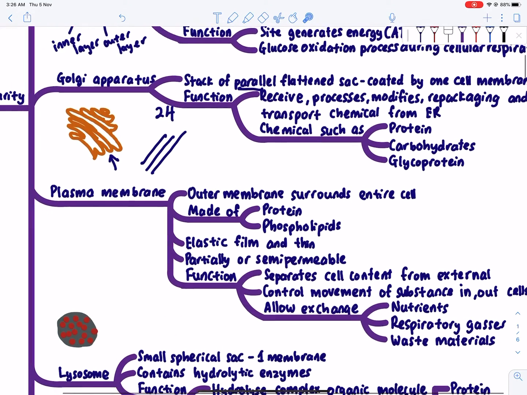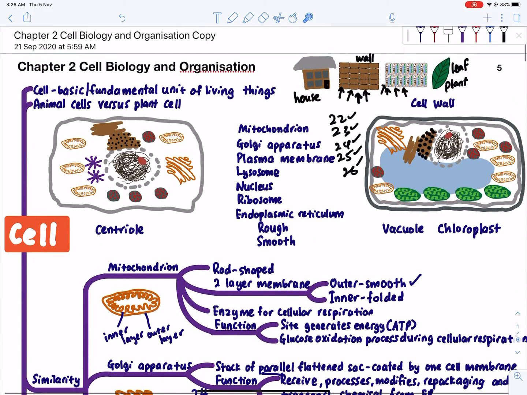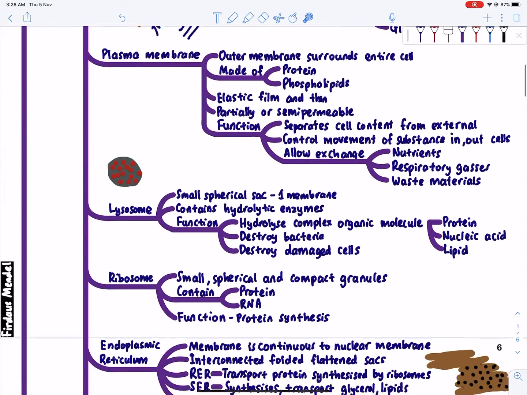And then we have the plasma membrane. Plasma membrane: the outer membrane surrounding the entire cell. This is the layer of the plasma membrane. Please make sure you're not confusing the plasma membrane and the cell wall. The cell wall is the outer layer of the plant cell, while the plasma membrane is the inner layer.